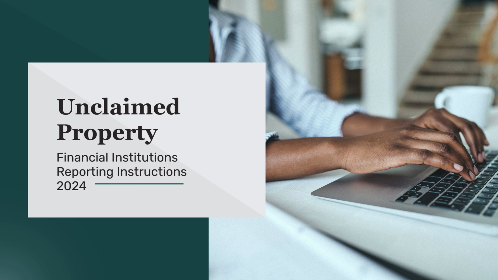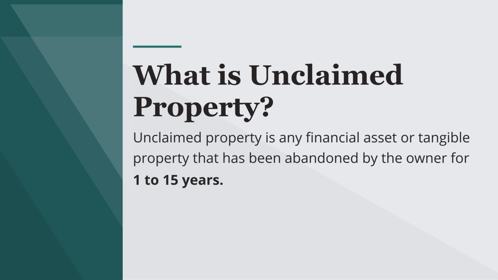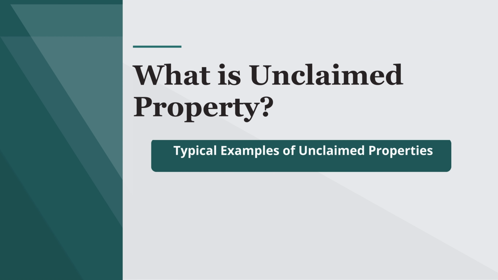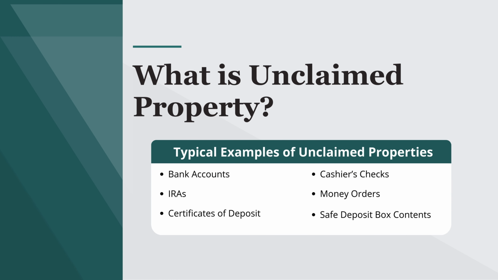What is unclaimed property? Unclaimed property is any financial asset or tangible property abandoned by the owner for periods ranging from 1 to 15 years. Bank accounts, IRAs, certificates of deposit, cashier's checks, money orders, and safe deposit box contents are typical examples of unclaimed property from financial institutions. Most unclaimed tangible property reported to the state comes from financial institutions.